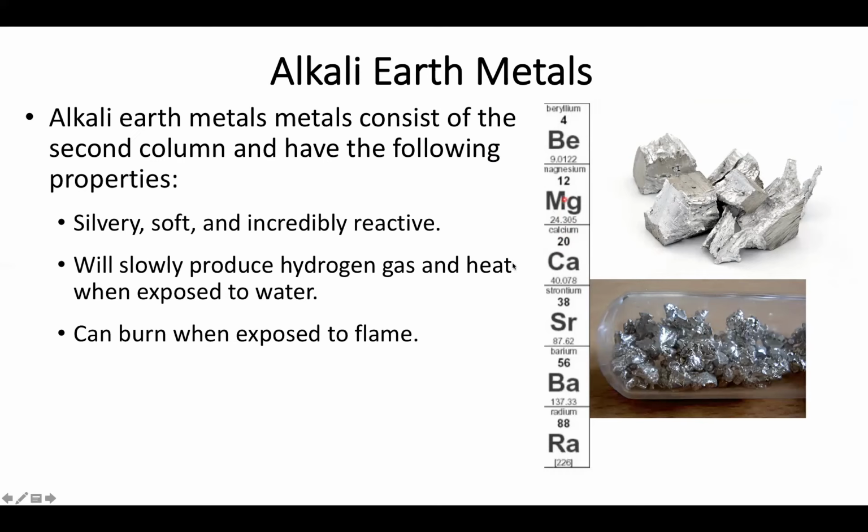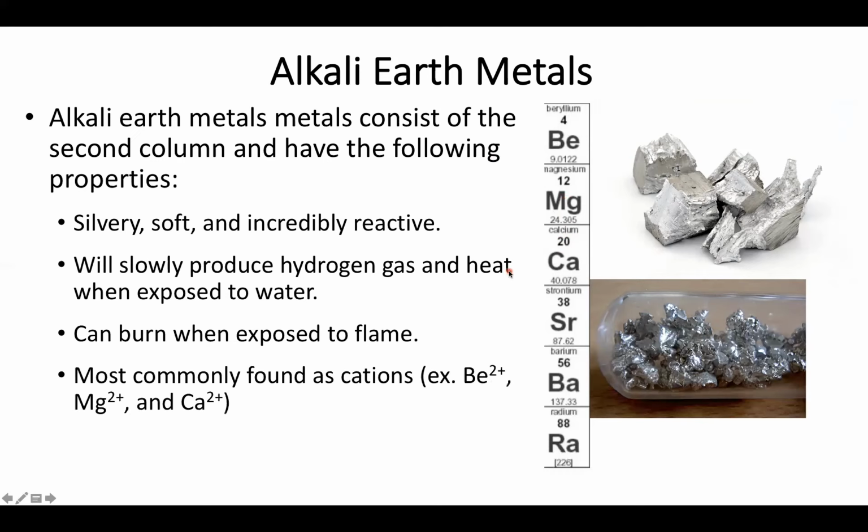However, just like the alkali metals, you typically tend to find these as cations. The bigger difference is while the alkali metals lose one electron, the alkali earth metals, being second period, will lose two electrons. And we'll talk about why a little bit more later.